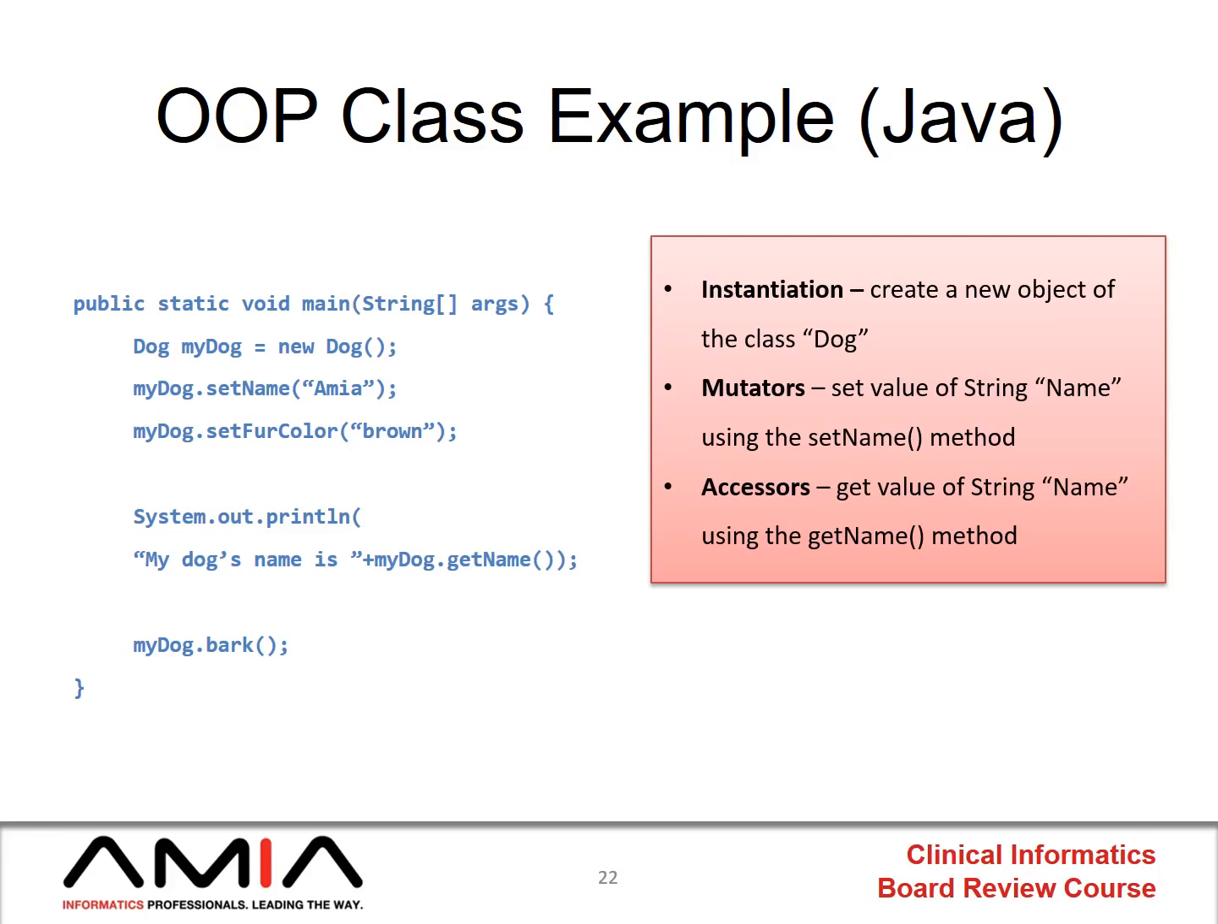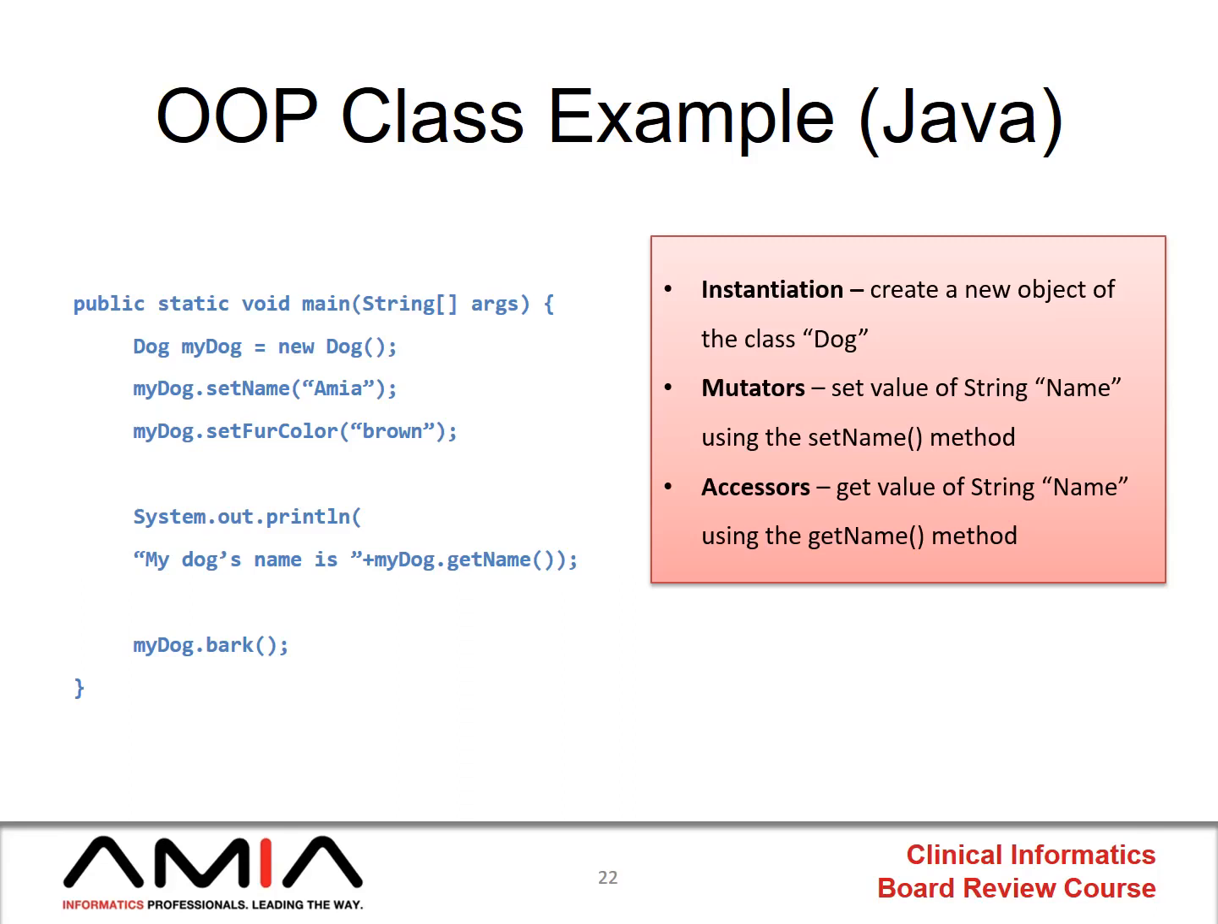And I can do the same thing for fur color. It's also expecting a string, so myDog.setFurColor("brown"). Now I'm going to tell the computer to do something on the terminal. I'm going to compose this sentence, "my dog's name is," and then I'm going to concatenate this variable, myDog.getName. And just like I couldn't access the name attribute directly, I have to use the getters and setters. That's why I'm using the getName method here to actually pull the dog's name. And then the last instruction in this computer program is myDog.bark, and then the computer program ends.